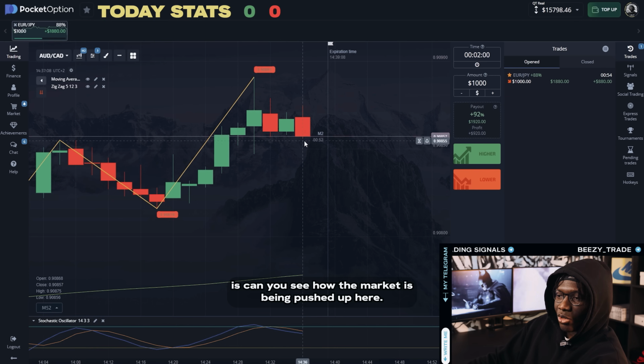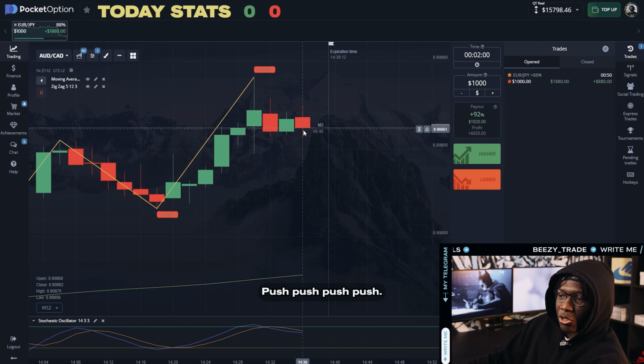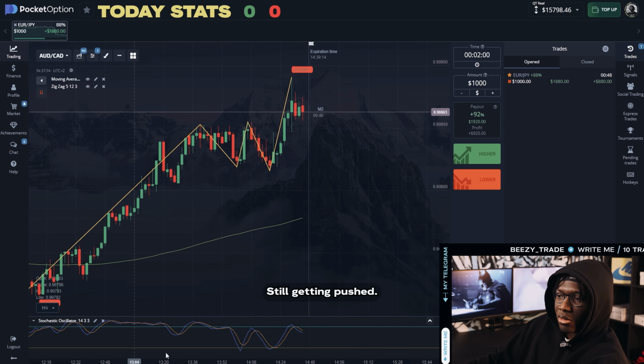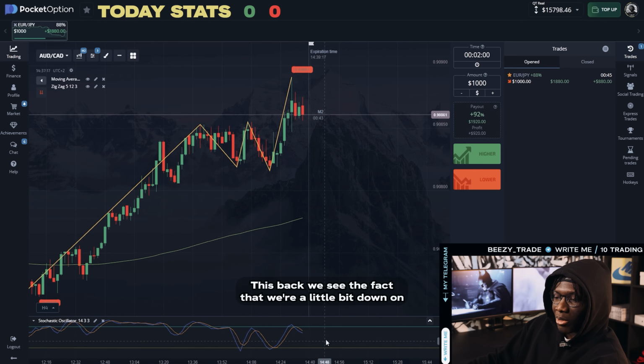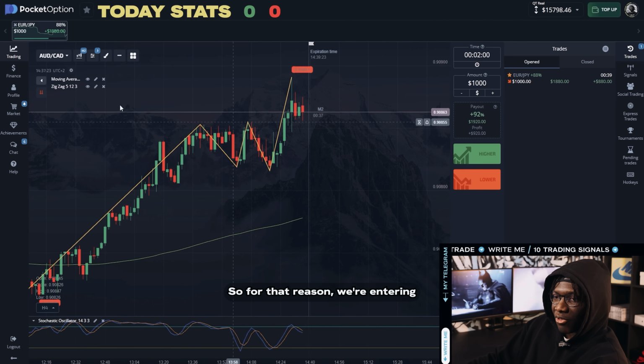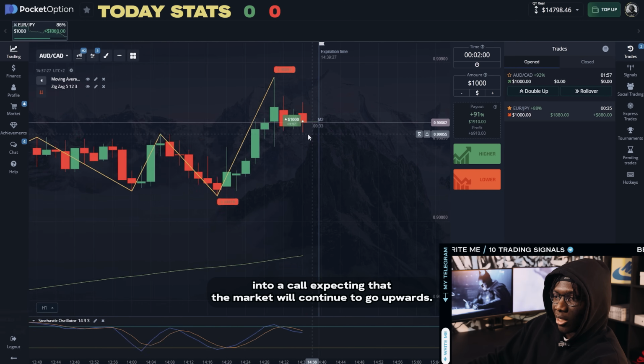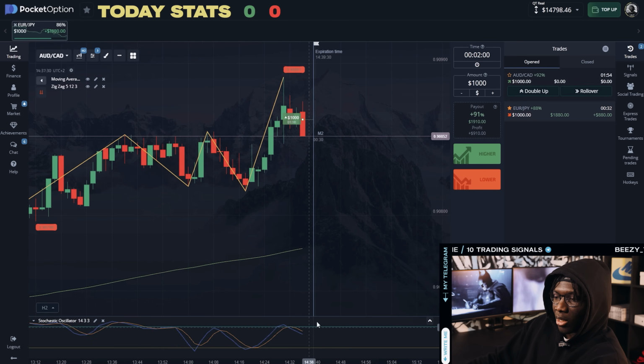First thing we're looking at is, can you see how the market is being pushed up here? Push, push, push, still getting pushed. Despite the fact that we're a little bit down on our stochastic oscillator, which is past overbought conditions. So for that reason, we'll enter into a call, expecting that the market will continue to go upwards.